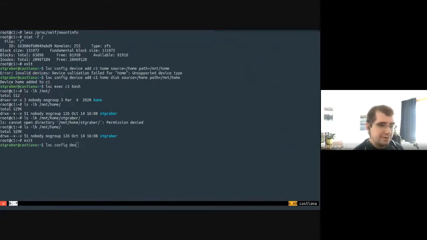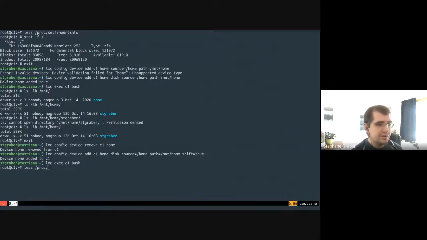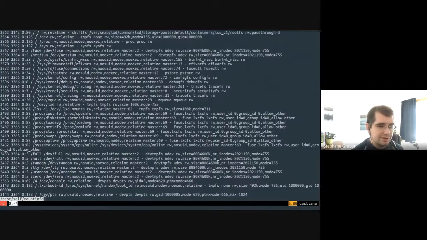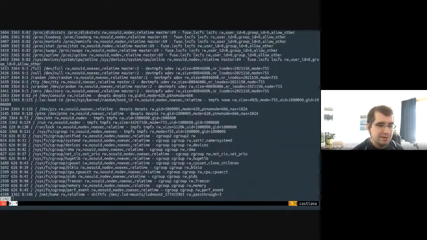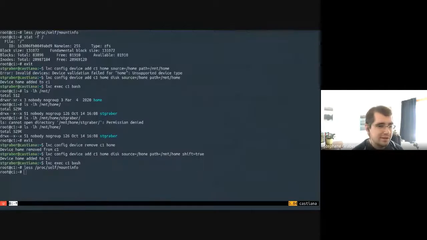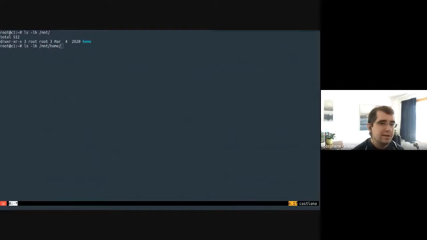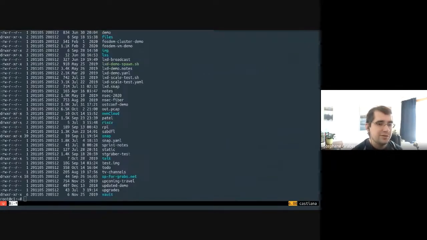Now let's detach this thing. So remove C1 home. And let's just do it again, but this time do shift equals true. And now if we go look at mount info, the last entry here, you can see that slash mnt slash home is now a ShiftFS mount of some other LXD path. And now if I look at mnt home, hey, look at that. You can actually resolve the UIDs and GIDs and actually access the data.